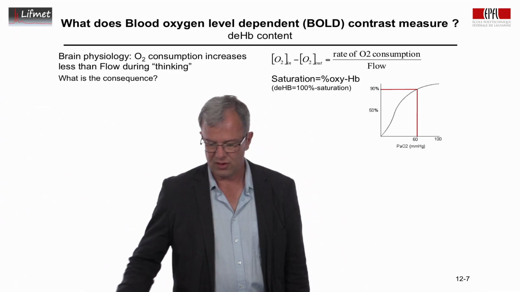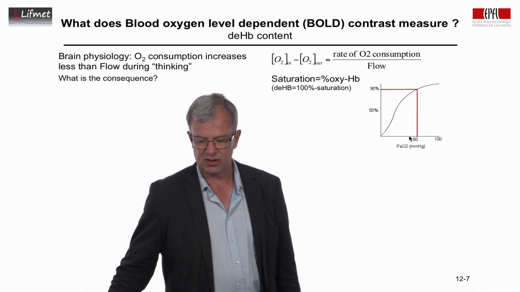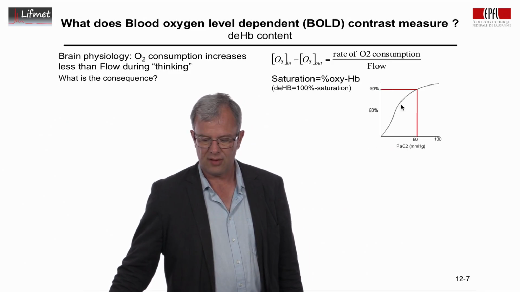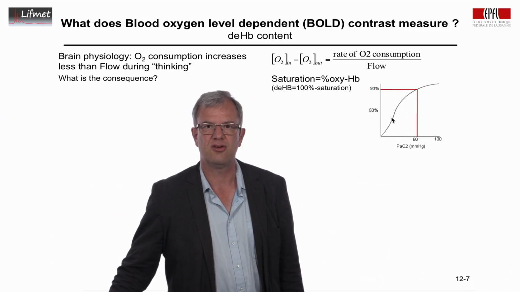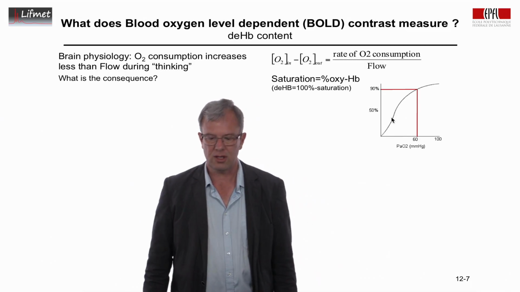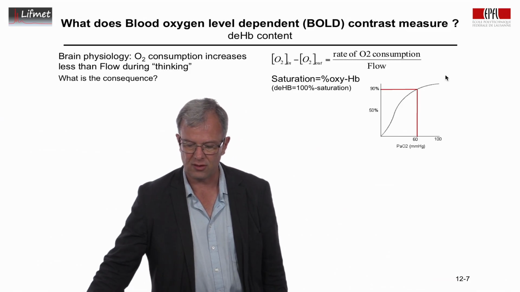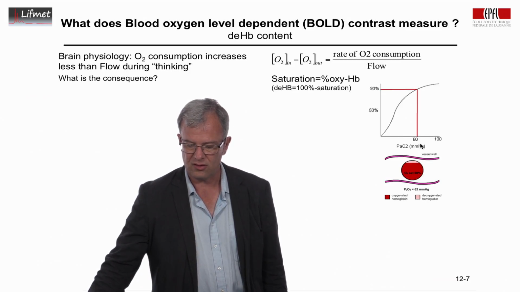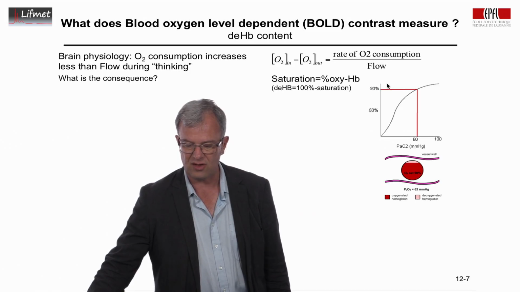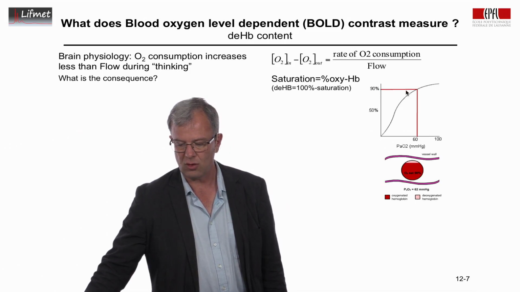The oxygen concentration in the veins is linked to the partial pressure of oxygen in the blood, and this in turn is linked to the percent saturation of the hemoglobin molecules. This is the saturation curve of hemoglobin here. It's a monotonous curve. And so the oxygen concentration in the blood will change the saturation of the deoxyhemoglobin in the blood.